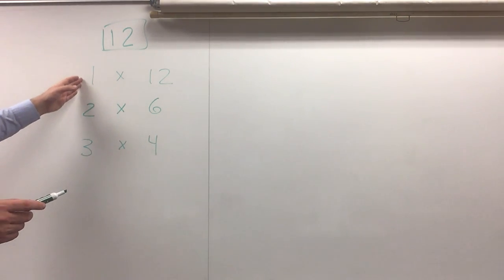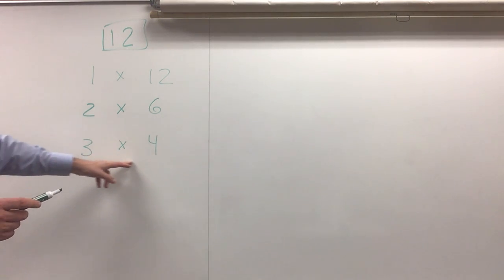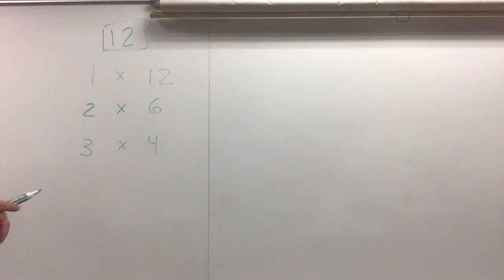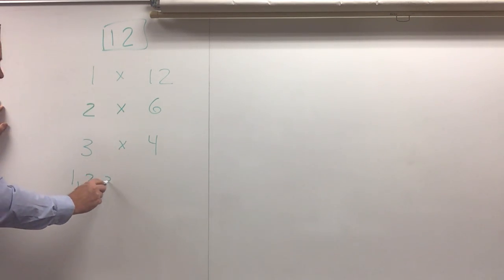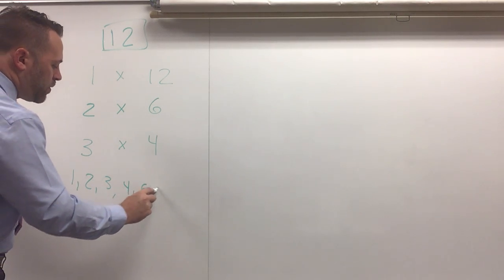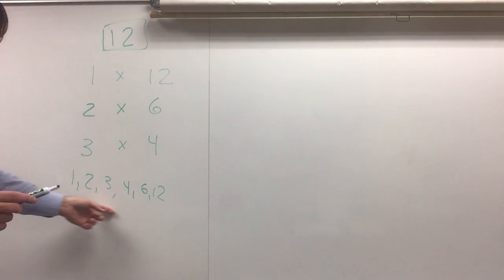Hey, I think we went in order, and look, guys, there's nothing left between 3 and 4. That means we actually used up all the possibilities. So my factors of 12 in order from least to greatest: 1, 2, 3, 4, 6, 12. If you put them in the right order to start, you get them in the right order at the end, okay?